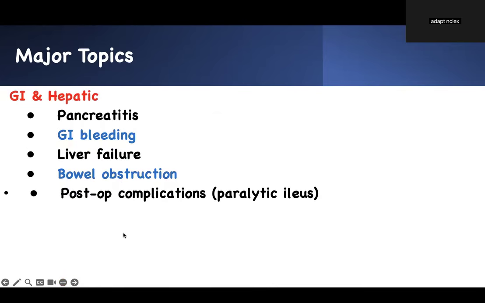The GI thing is straightforward. Pancreatitis, GI bleed, liver failure, bowel obstruction, and paralytic ileus. The common theme about all of this is what? Bleeding and peritonitis. So know the signs or symptoms of somebody with GI problems that is having bleeding or having peritonitis. So I know you know them. Put it down. GI physiological adaptation, signs and symptoms of bad things happening, peritonitis and bleeding.